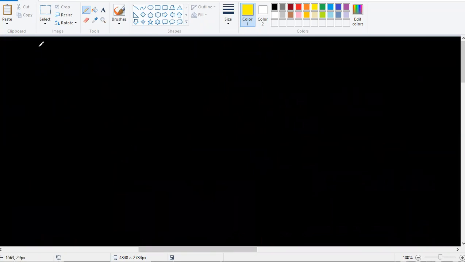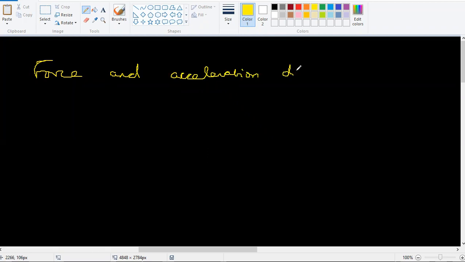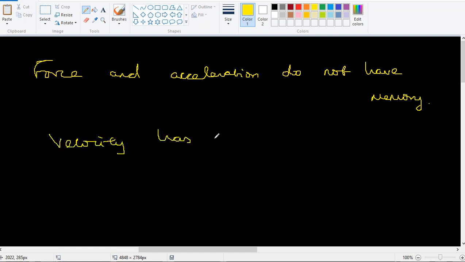So I call it force and acceleration. They do not have memory. You don't have to write this in the exam, but it's only for your understanding. Whereas velocity has memory. What it means is, this is Newton's first law. If something is going at, say, 5 meters per second, it will keep on continuing at 5 meters per second forever and ever. And that is Newton's first law.